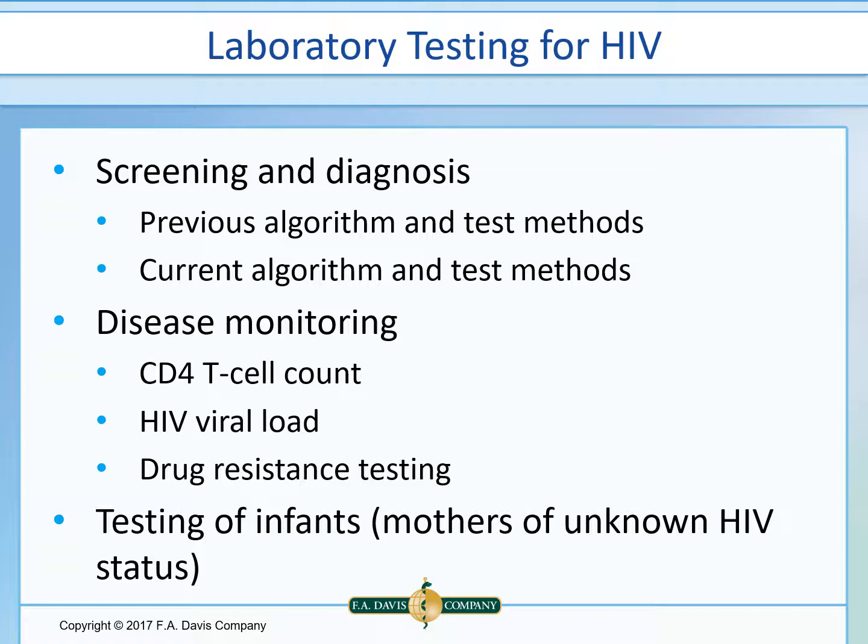On the next few slides, we'll briefly touch on different laboratory testing for screening and diagnosis, and also talk about the previous algorithms that were used along with the current algorithm for HIV screening. Other tests we'll look at are those that are used for disease monitoring, such as CD4 T-cell counts, HIV viral load, and drug resistance testing. We'll also briefly discuss testing of infants, which is typically done for mothers of unknown HIV status or mothers who have not received any prenatal care.